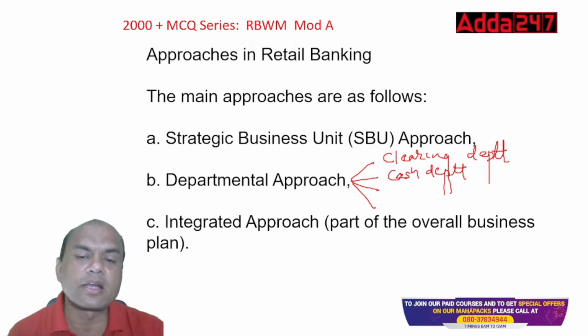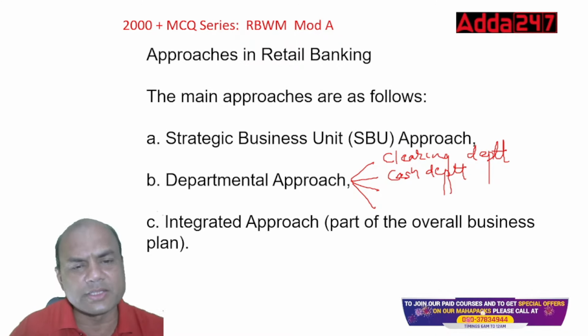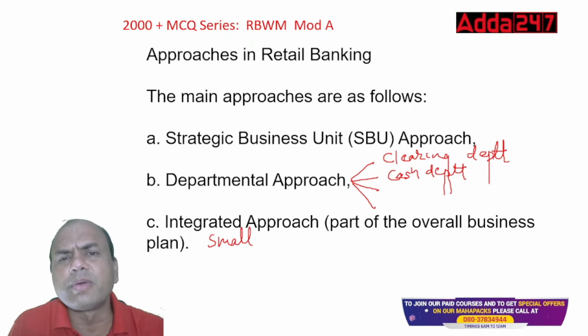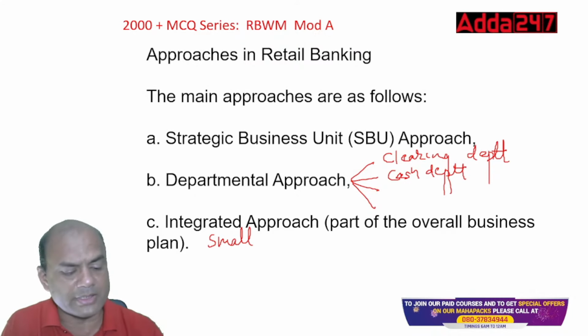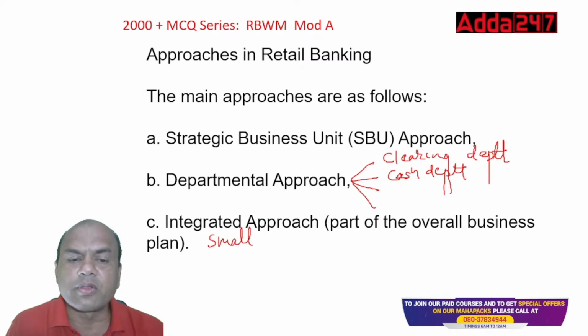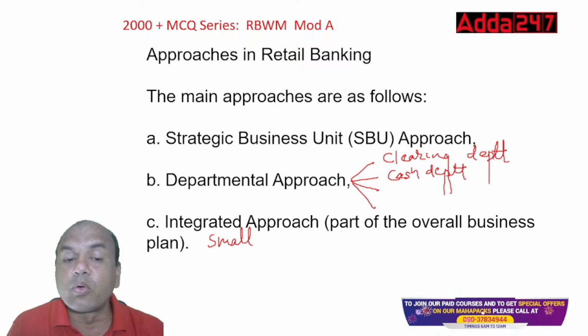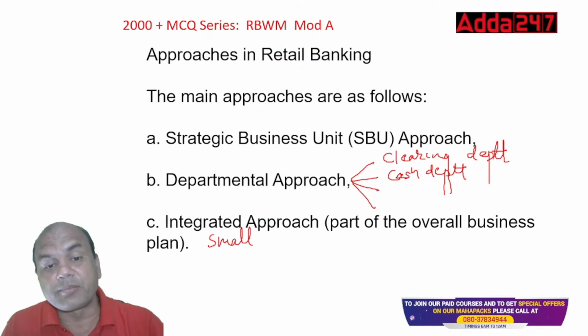Next one is the integrated approach, part of the overall business plan. Now look at this. The integrated approach is followed in small companies, small banks also, which are new banks. There are many payment banks which have come up, right? These payment banks are following this integrated approach. It is eligible for small companies, not practical for larger companies. Every employee looks at the overall portfolio, overall business. That's why it's applicable for smaller businesses.